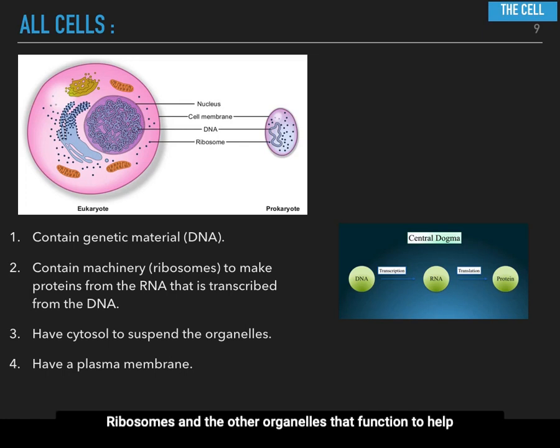Ribosomes and the other organelles that function to help the cell survive are suspended in a fluid called cytosol. And to keep all these organelles together, there is a cell membrane, known as the plasma membrane or a phospholipid bilayer.